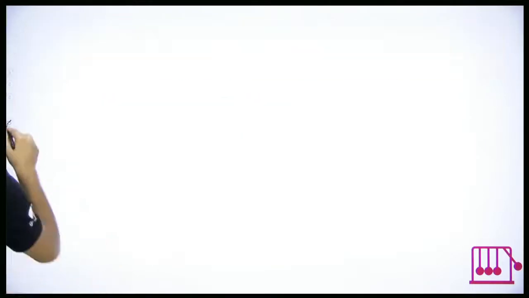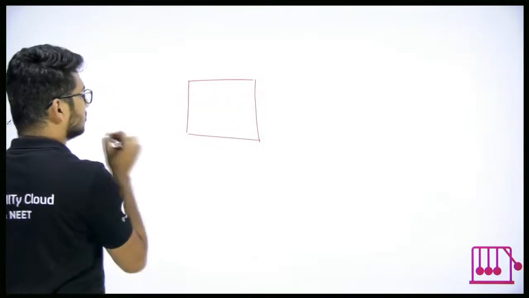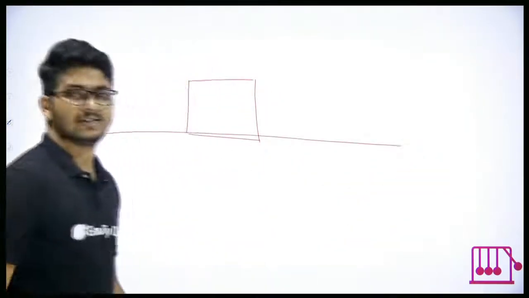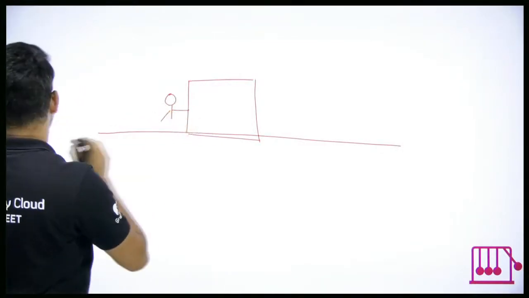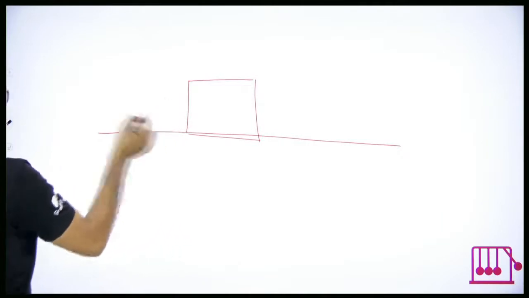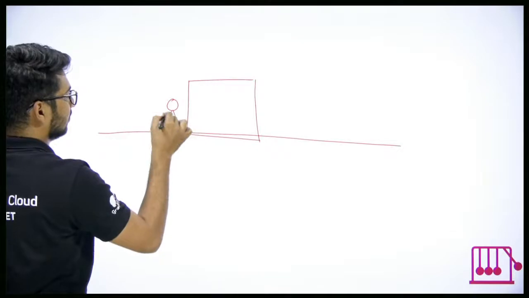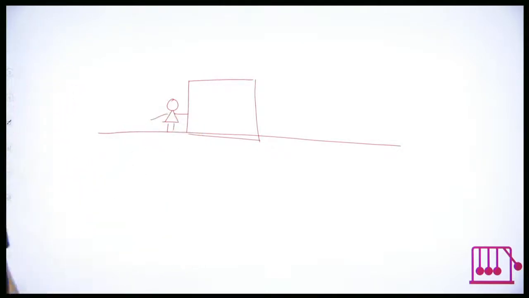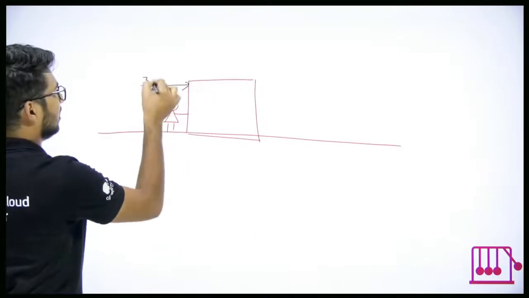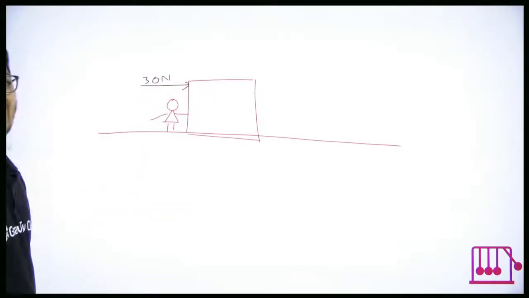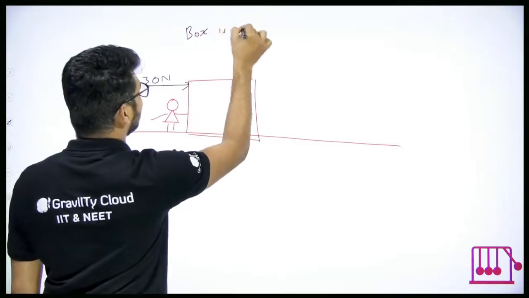Now how will we do it? You'll understand this case. This is the box. The box is kept on a surface, right? And there is a girl who is trying to push it. And the girl is trying to push it with what force? With a force of 13 Newton. And is the box moving? No. The box is at rest.